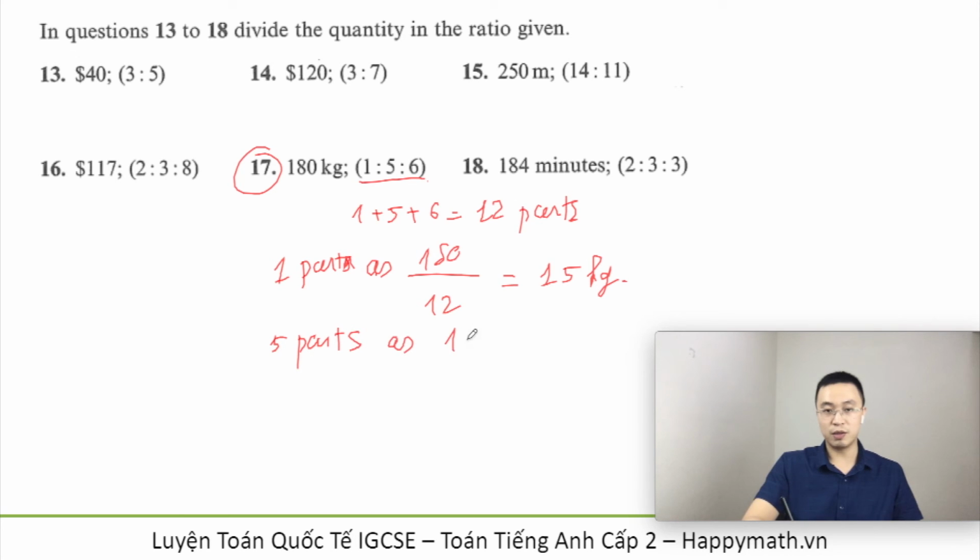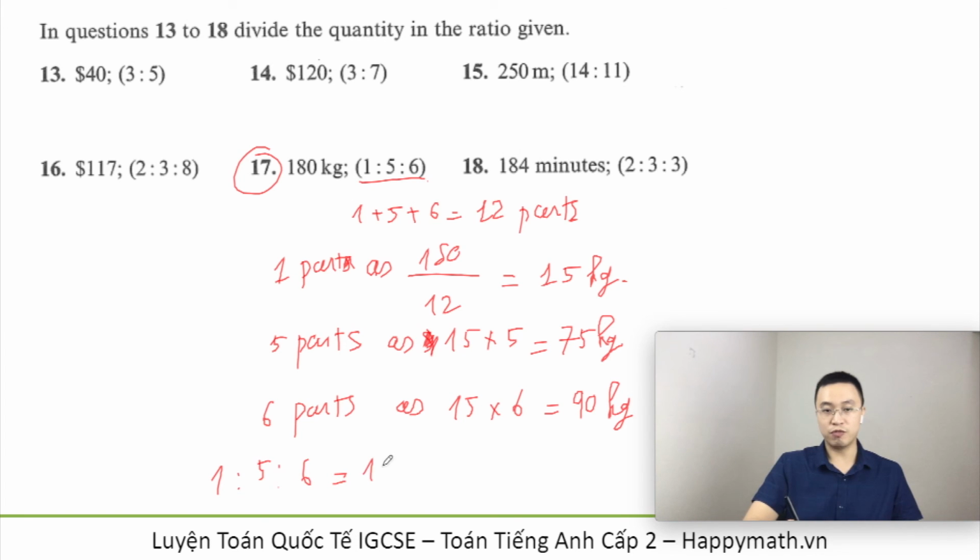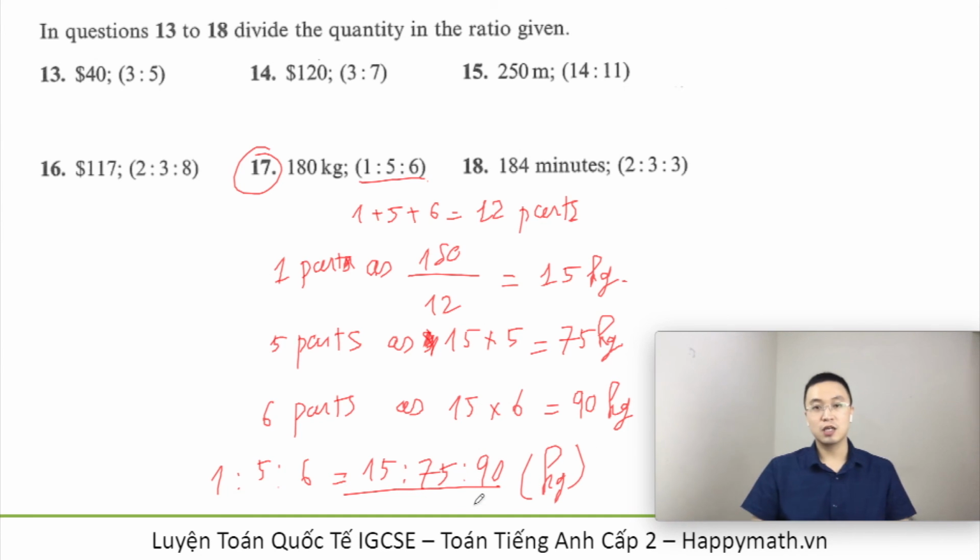5 parts correspond to 15 multiplied by 5, which is 75 kilograms. And 6 parts is 15 kilograms multiplied by 6, which is 90 kilograms. So the ratio 1:5:6 is equal to 15 kilograms, 75 kilograms, and 90 kilograms for the three quantities. Yeah, that's it. It's not too difficult, but I think you have to practice a lot. And this one is a calculating question.